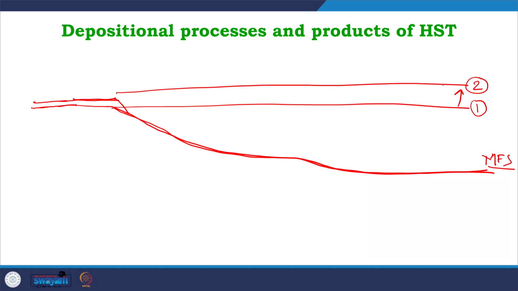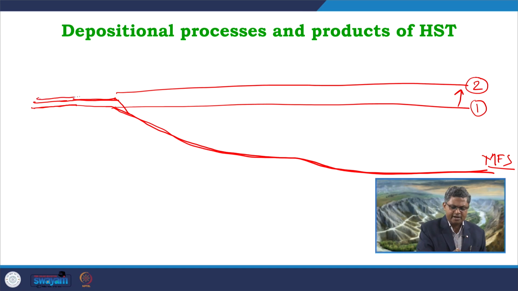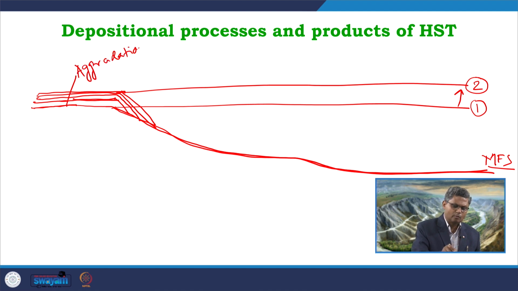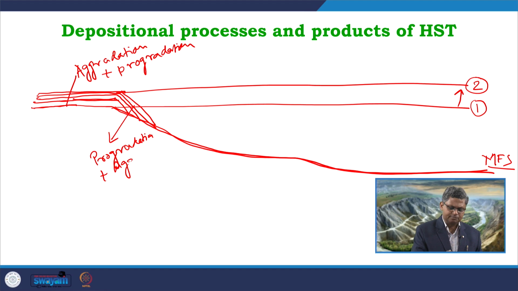Now, this sea level is rising from 1 to 2. So, this kind of aggradation and progradation will continue several times, and what we get is formation of a delta. So, in this part we are getting dominantly aggradation, which is associated with a little bit of progradation, whereas when we look at this part, we are looking at dominantly progradation with a little bit of aggradation.